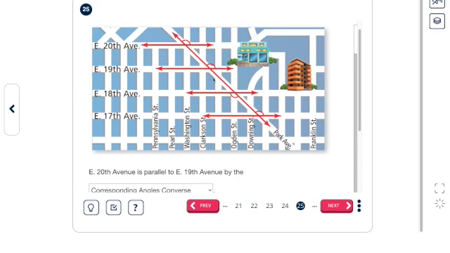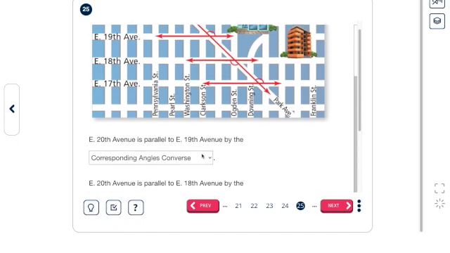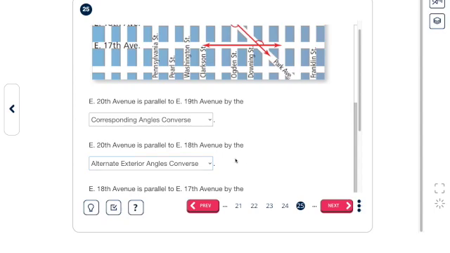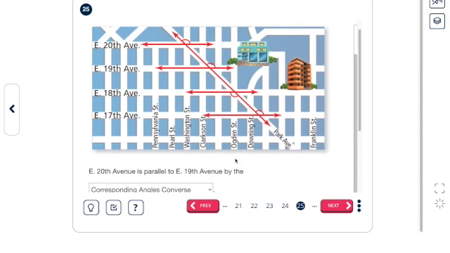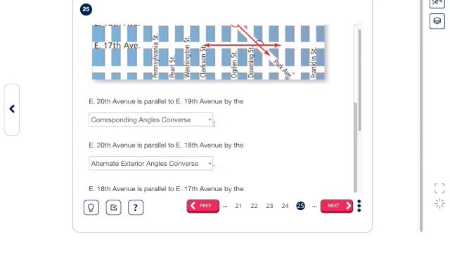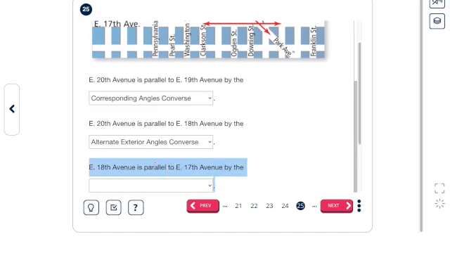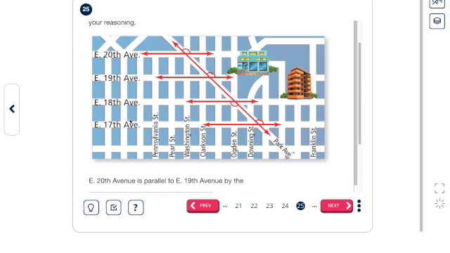Next, we're going to look at 20th here and 18th here. So we need to look at the angles we're given on each of those streets. I can see that those are alternate exterior angles. They're on the opposite side of the transversal here. They're outside of a set of lines. I want to prove that those lines are parallel. So I'm going to say, hey, if my alternate exterior angles are marked congruent, then those lines have to be parallel. That's the converse. So next we're going to look at 18th and 17th Avenue.